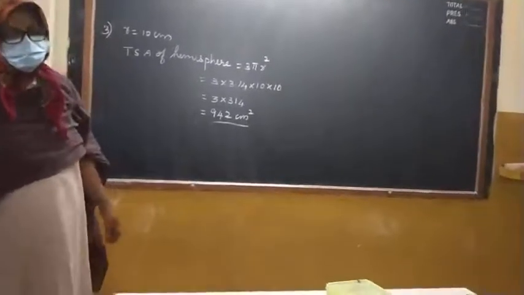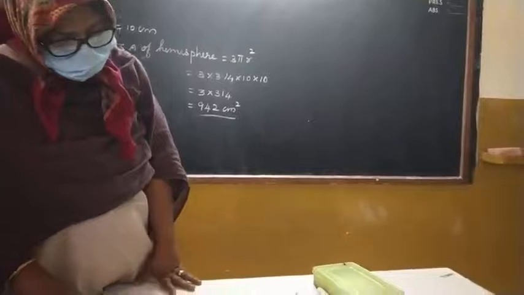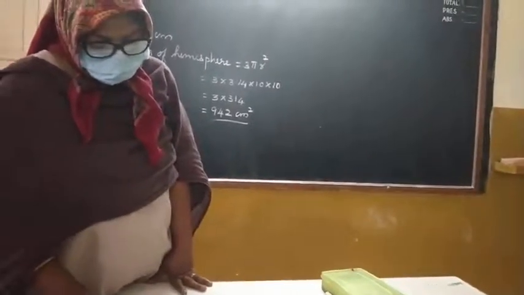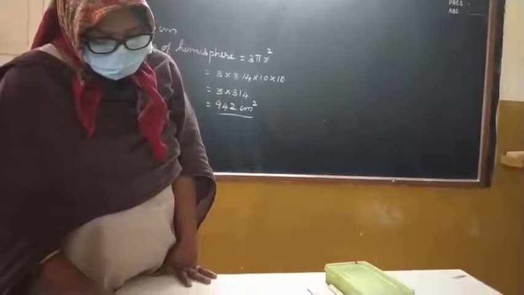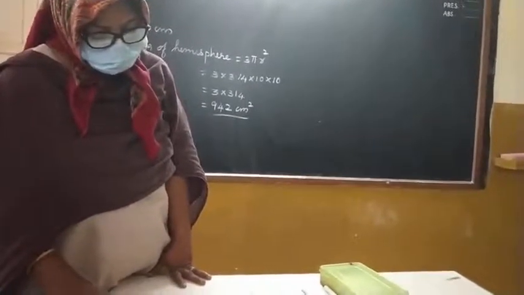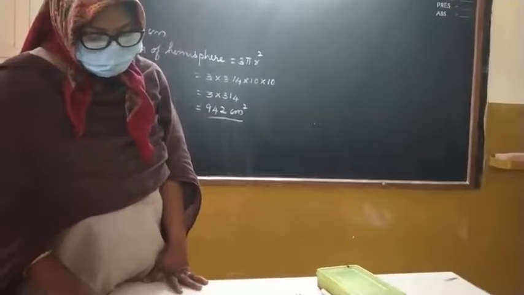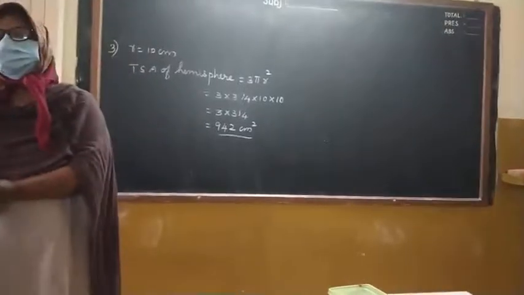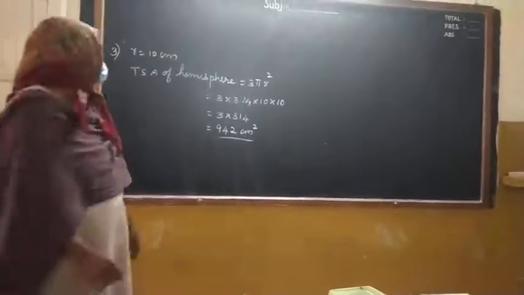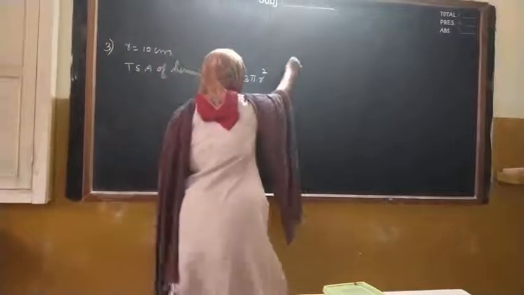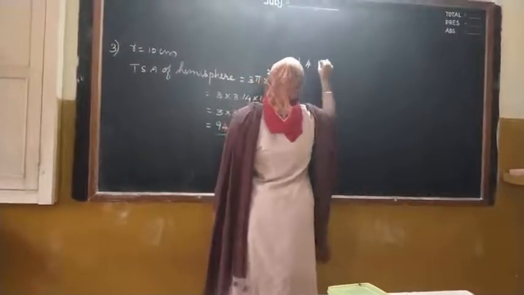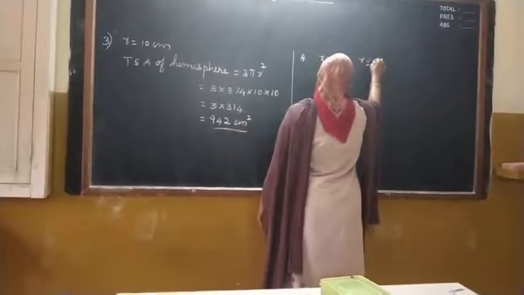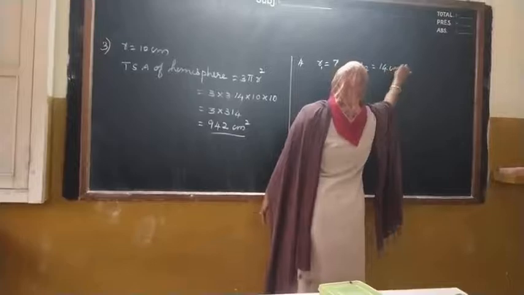Now, fourth one. The radius of a spherical balloon increases from 7 centimeter to 14 centimeter as air is being pumped into it. Find the ratio of the surface area of the balloon in the two cases. So radius R1 is equal to 7 and R2 is equal to 14.